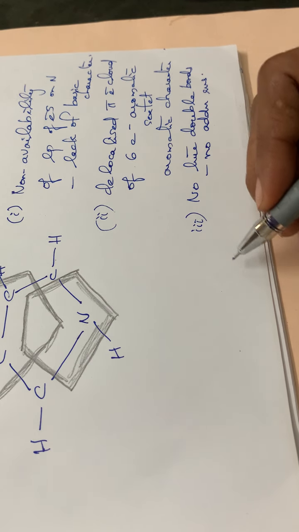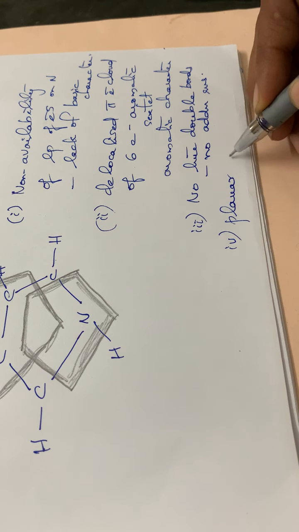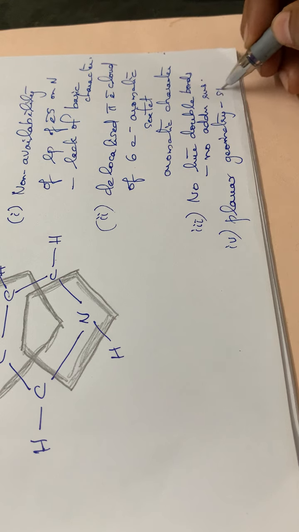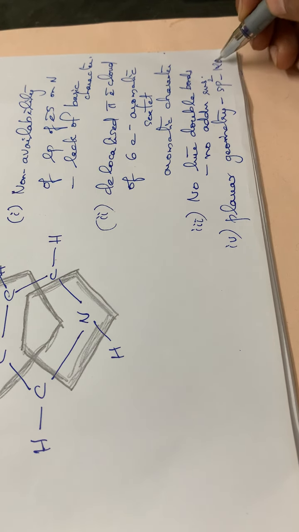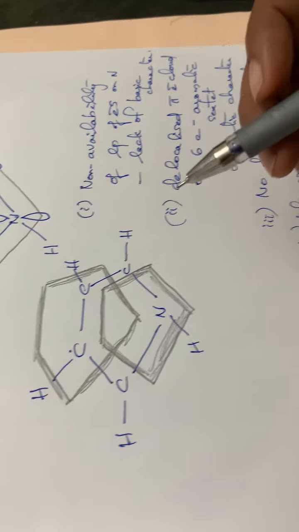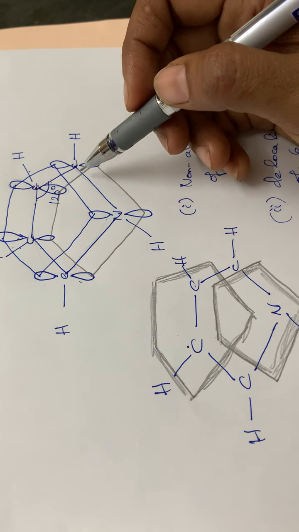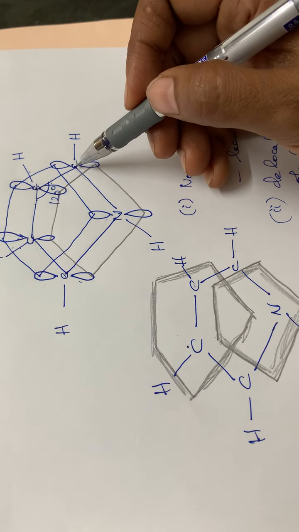Then the next is that this will be having a planar geometry. Planar geometry, hybridization sp2. Each carbon and nitrogen will be having sp2 hybridization with bond angle 120 degree, isn't it? And also, comparing the electron density around this carbon atom and nitrogen atom, electron density around this carbon atom will be more comparing to that of nitrogen, isn't it?